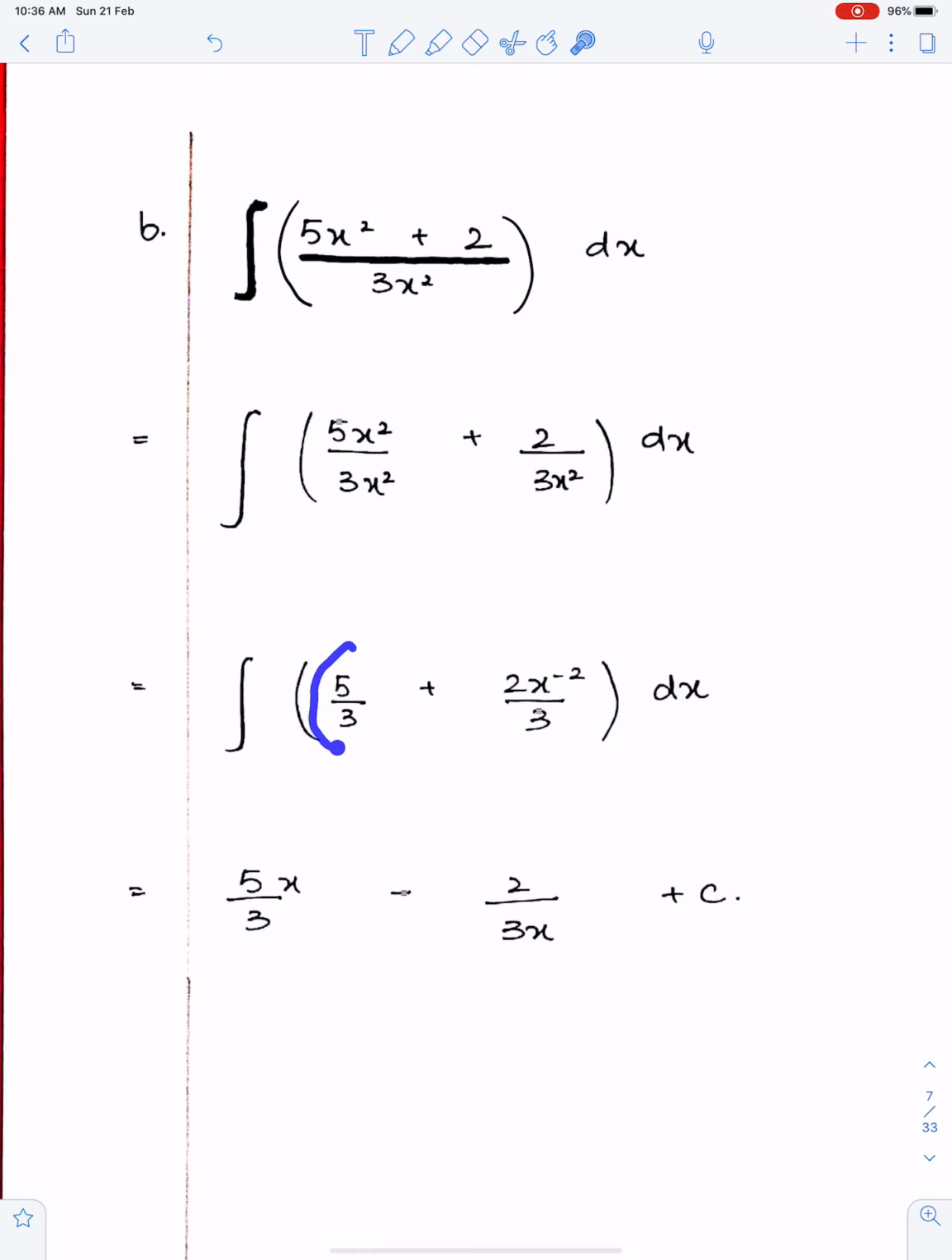Well, when you integrate 5 upon 3, it will become 5 upon 3 times x, because this is the constant. When you integrate a constant, you always multiply the constant with the variable x. And the integration of this will become 2 upon 3 x negative, because x power minus 2 will become minus 2 plus 1. And the simplified form of this will be minus 1 upon x.